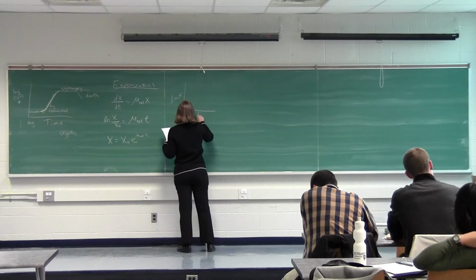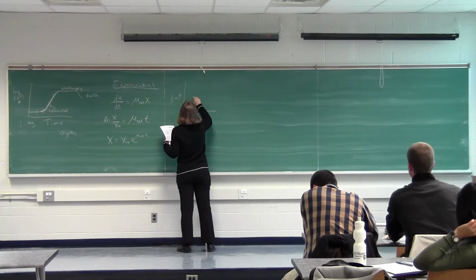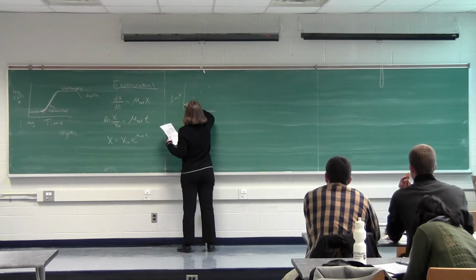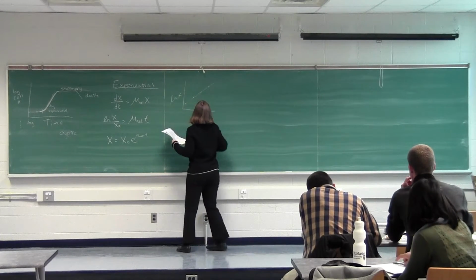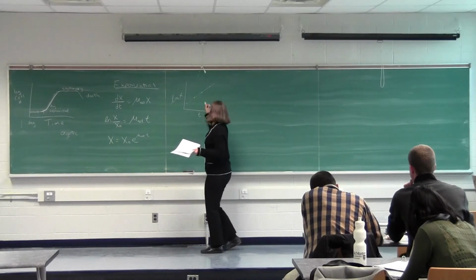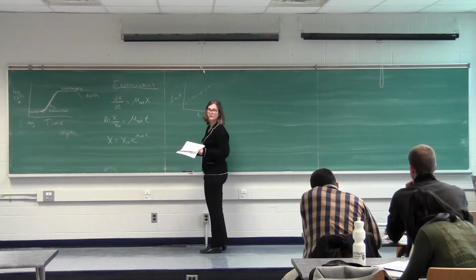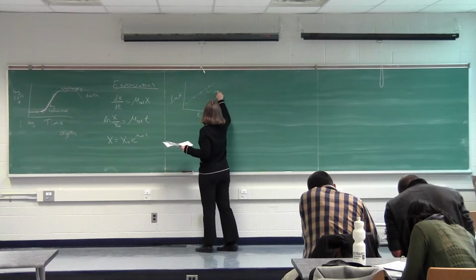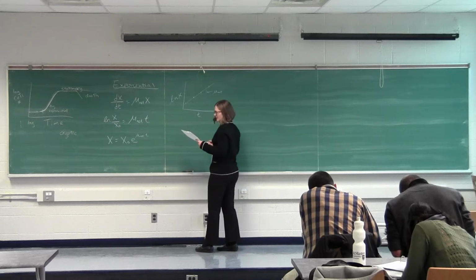Similarly, if we plot ln x versus t, so you count your number of cells at different times, your net specific growth rate is just your slope, right?